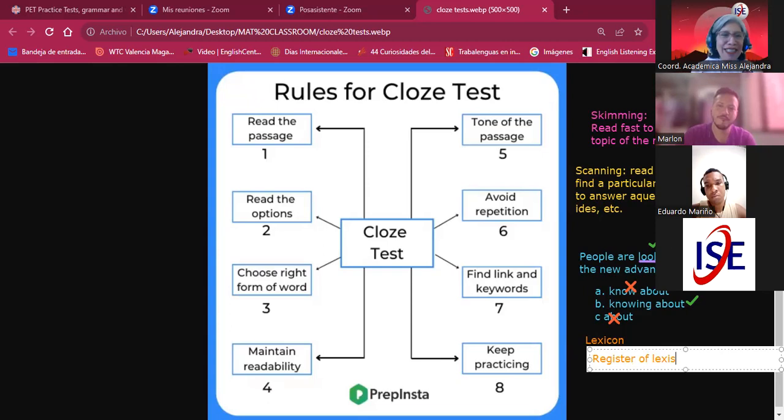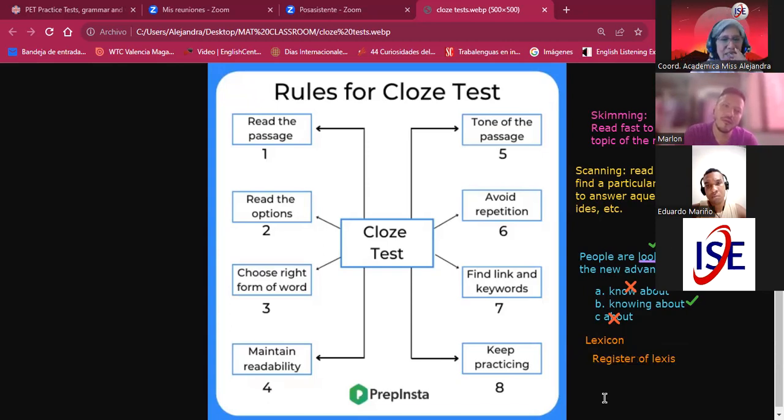And I'm using, let's say, scientific words. These are linguistic concepts. Okay, when you say, for example, that you look on the web for the meaning and the meaning is the same, but the words are different, we talk about register of lexis. That's the meaning of words you use in A1 and the synonyms you use in B1.